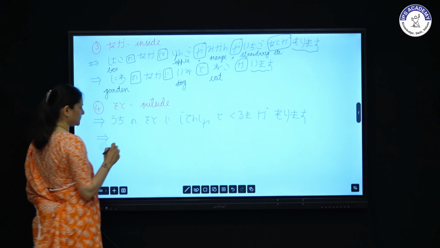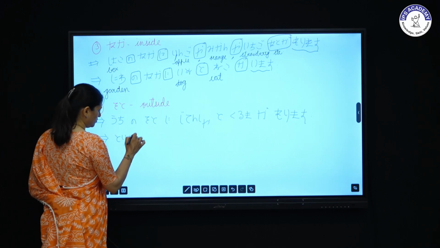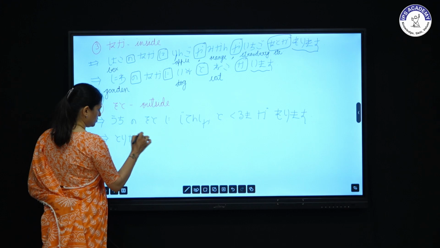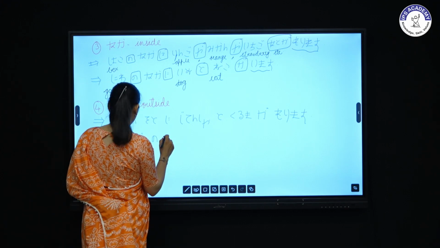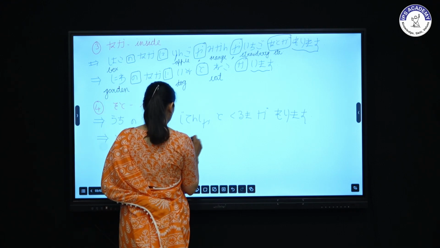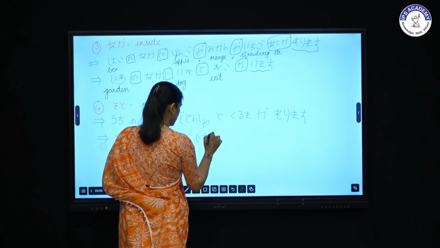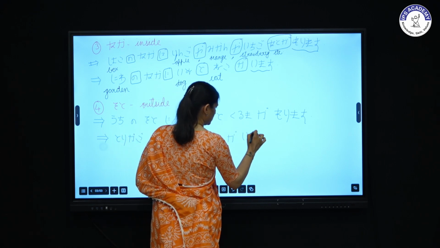Okay. The second one, tori kago no soto ni niwatori ga imasu.